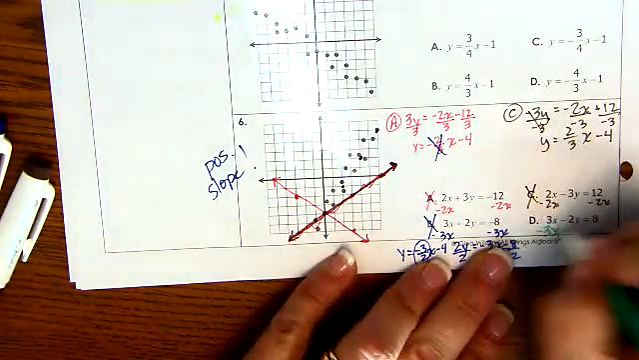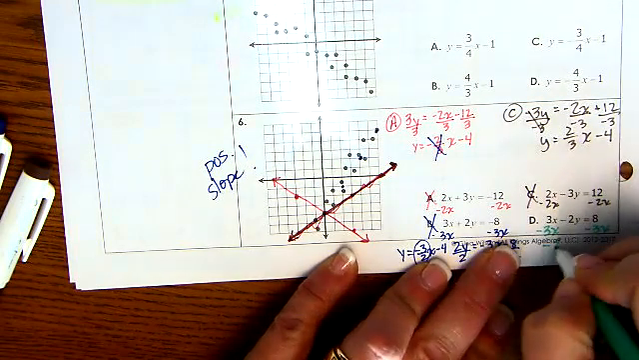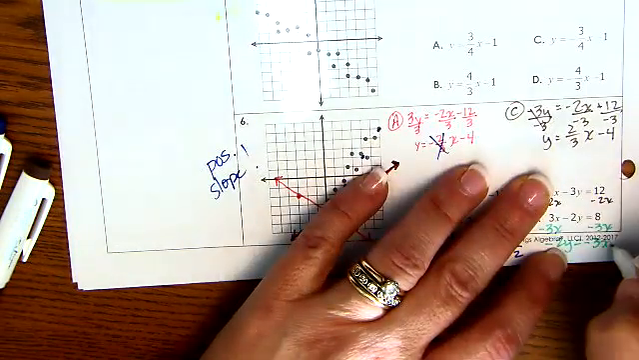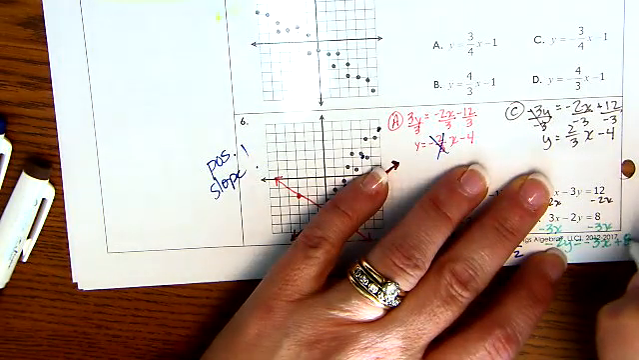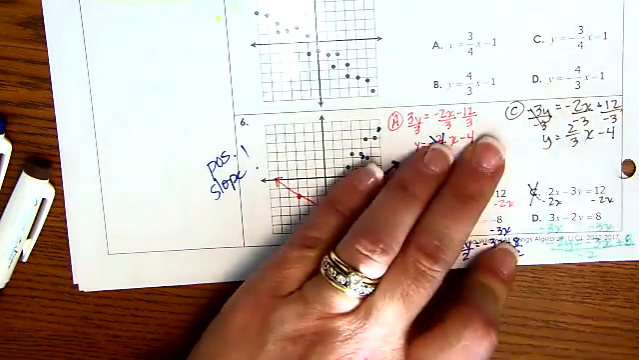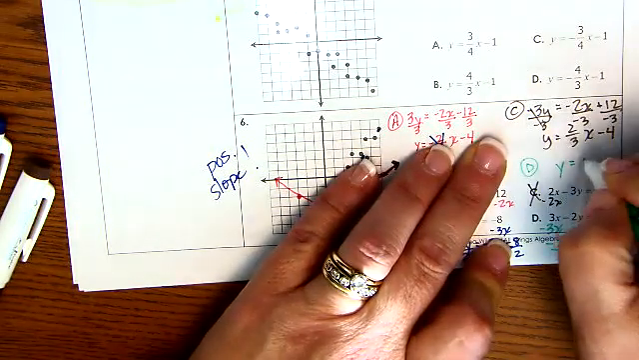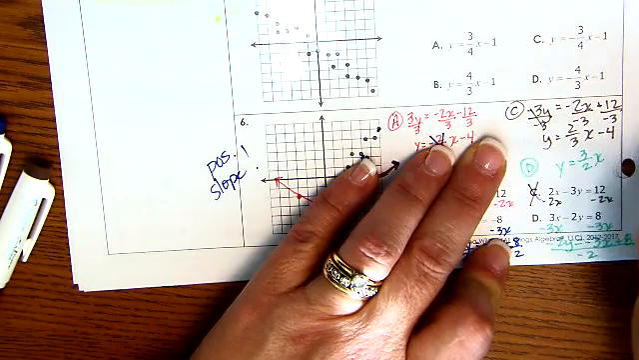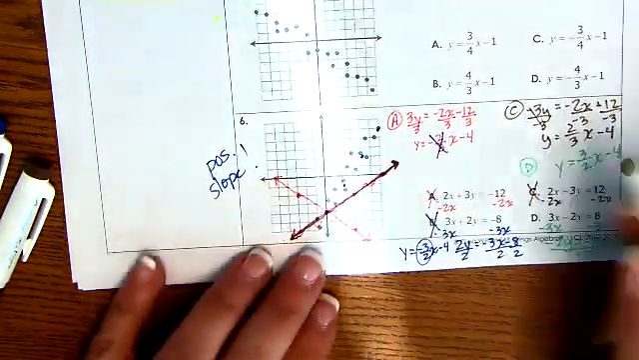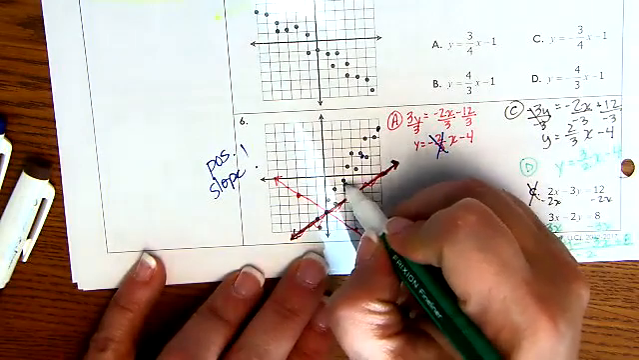So we subtract 3x, subtract 3x, negative 2y equals negative 3x plus 8. Divide by negative 2, and we get for D, y equals 3/2 x minus 4. That's the negative 4, up 3 over 2.